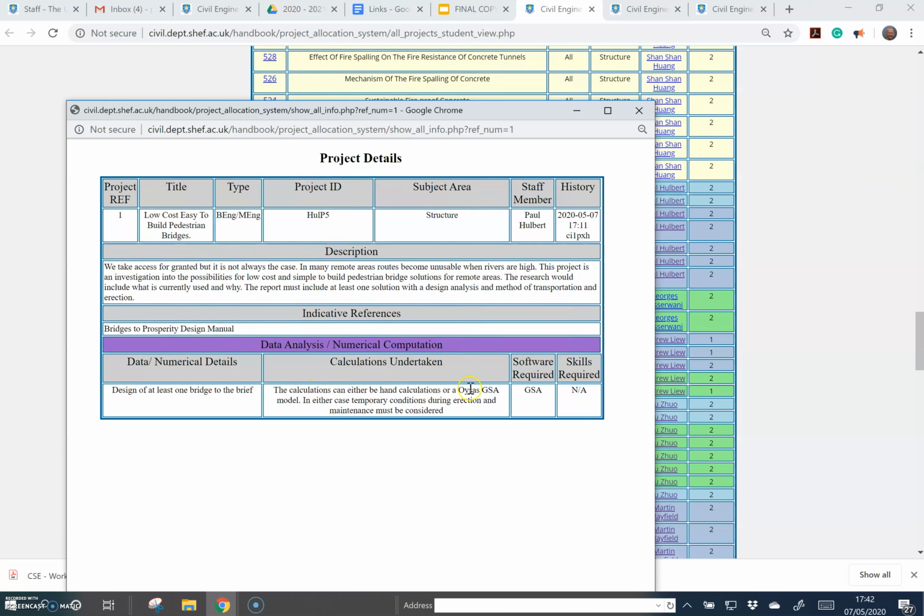And then some more information here, so calculations by hand, or you could use computer modelling if you wanted to. In either case, you've got to think about the temporary conditions during erection and maintenance.